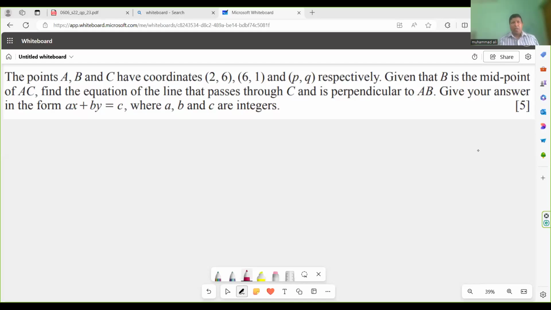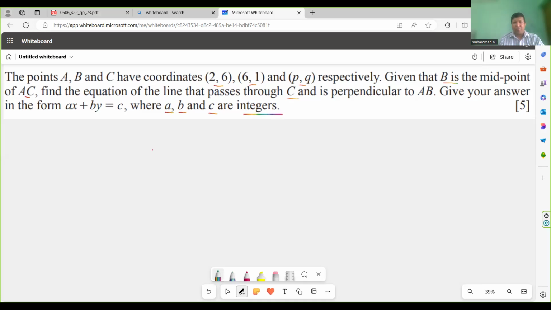Here is the question. The points A, B, and C have coordinates (2, 6), (6, 1) and (p, q) respectively. That means this is the A coordinate, that one is B, and the last one is C coordinate. Given that B is the midpoint of AC, find the equation of the line that passes through C and is perpendicular to AB. Give your answer in the form ax + by = c, where a, b, and c are integers.